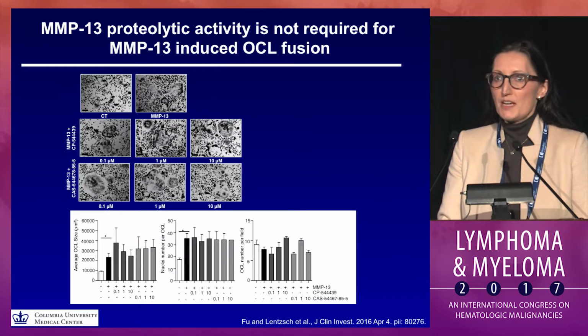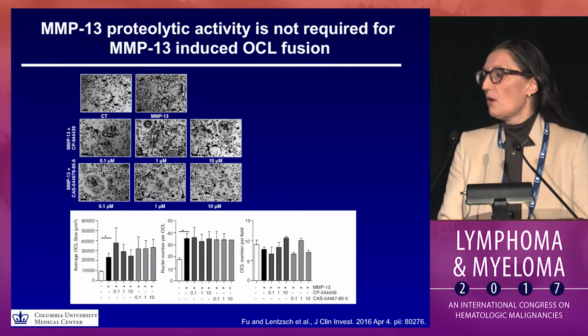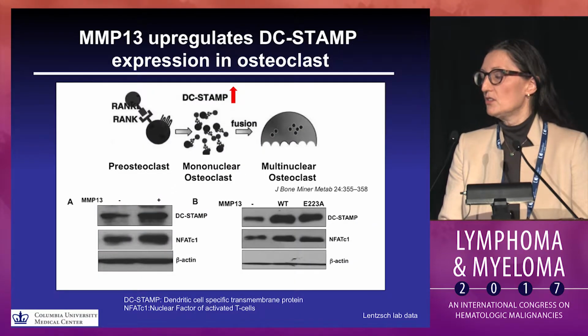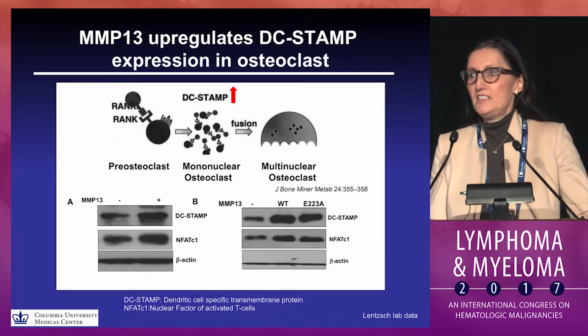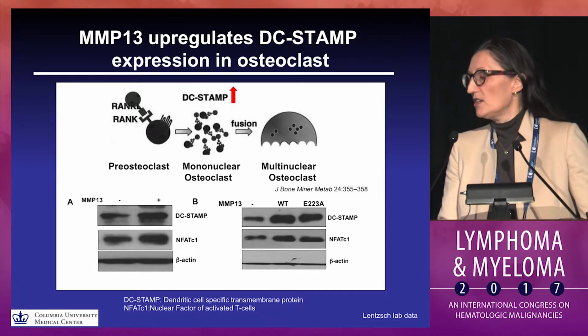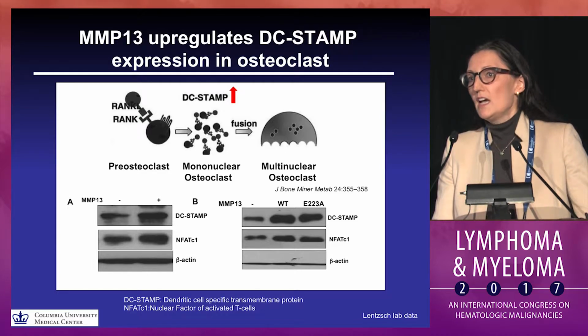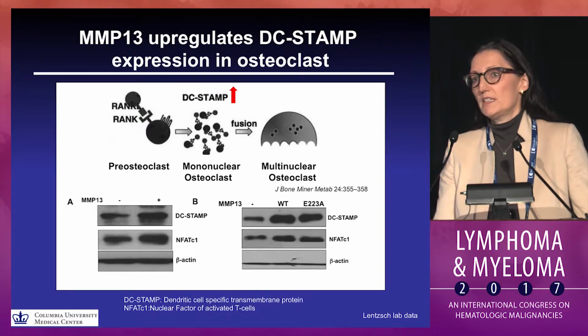In order to prove our findings again, we also used a commercially available MMP13 inhibitor. You can see this. We have our control. We add MMP13, you see large osteoclasts. Also here, this is the quantification. And when we add our MMP13 inhibitors, there is no decrease in the size of the osteoclasts and no decrease in the nuclei number of the osteoclasts. So this was rather disappointing and is showing us that it's not that easy. We cannot just use MMP13 inhibitors in order to treat myeloma bone disease and probably have to develop monoclonal antibodies.